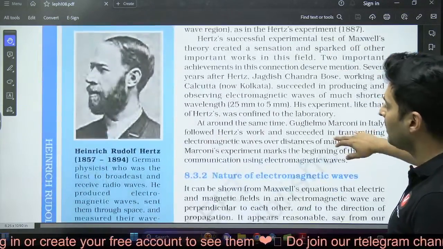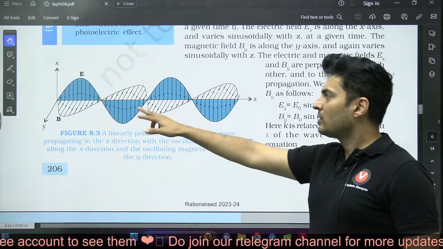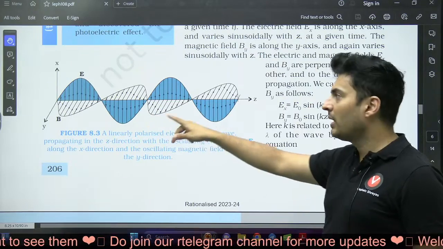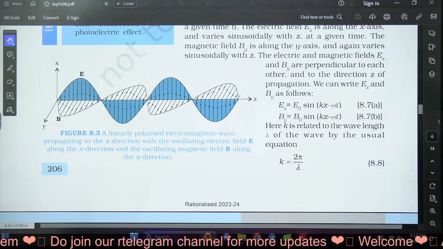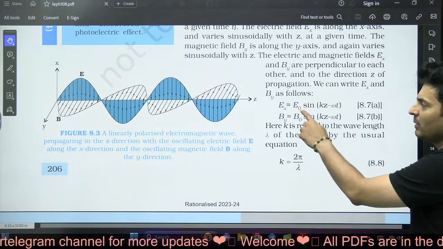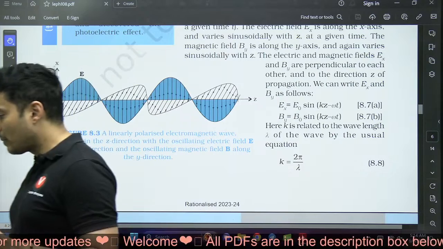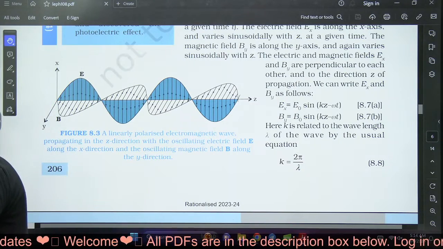Electromagnetic waves derivation comes exactly through that. This is how an electromagnetic wave looks like. So you have electric and magnetic fields perpendicular to the motion of the wave. The electric field equation and magnetic field equation are maximum field into sine or cos of kx plus minus omega t.